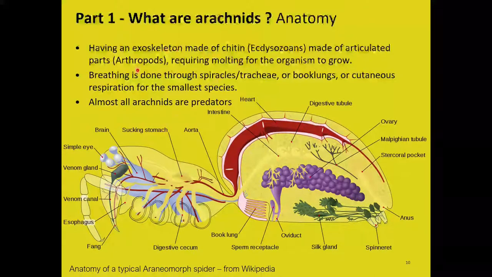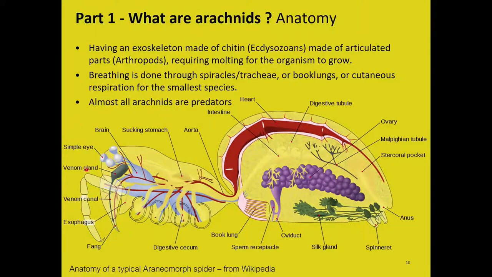So, as all arthropods, they have an exoskeleton and articulated parts. So they need to molt to grow, like insects. They breathe through spiracles or through lungs. Here is the lung of a spider. And maybe even through the skin, cutaneous, for the smaller arachnids. And almost all of them are predators. They eat meat and other insects.